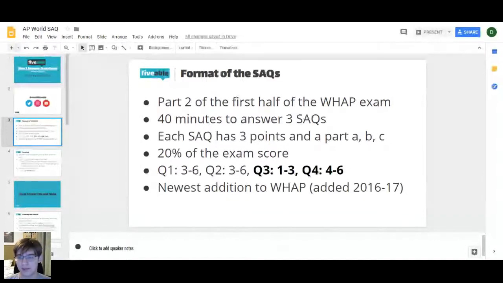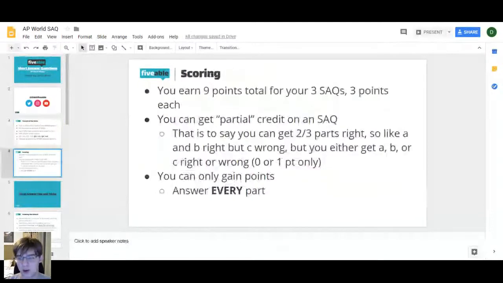So, okay, cool. The scoring of the short answer questions. You can earn 9 points total for your 3 short answer questions, so you get 3 points each. But you can get partial credit on a short answer question. You can get A and B correct and C wrong, or B and C correct but A wrong. That being said, you can only get a point or lose a point. There's no half credit on a part A.